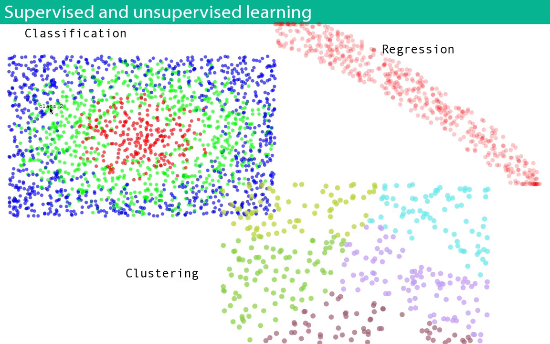So usually we think of this in two different ways. One is classification. So let's say you have a whole bunch of data points in 2D, green, red, and blue.